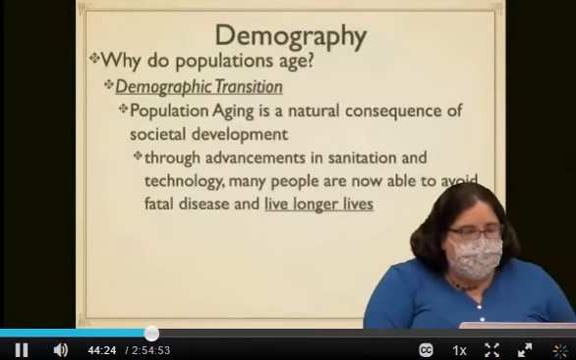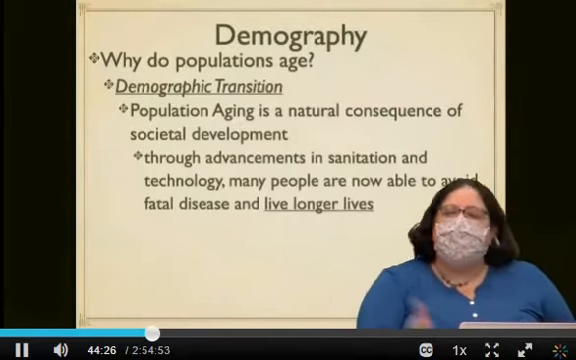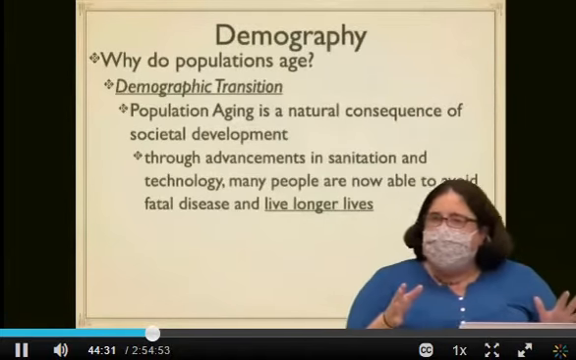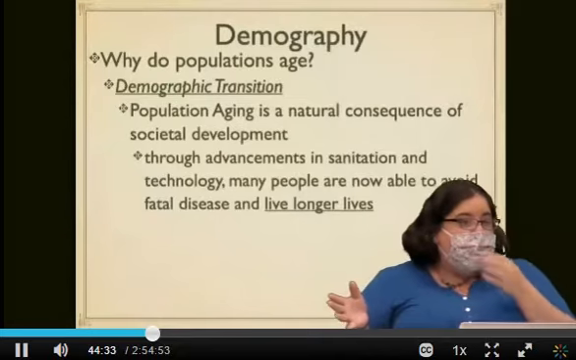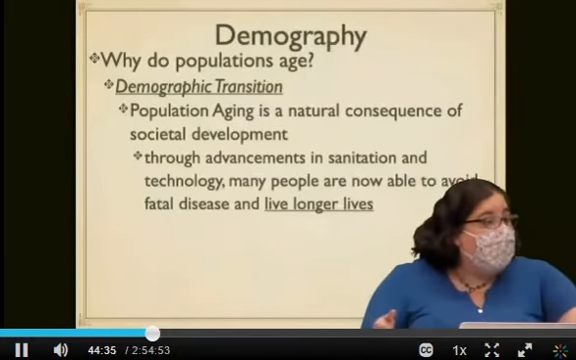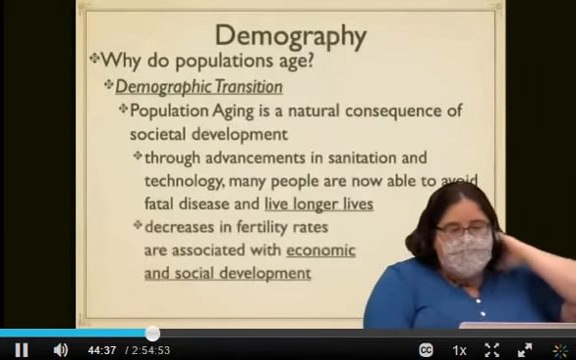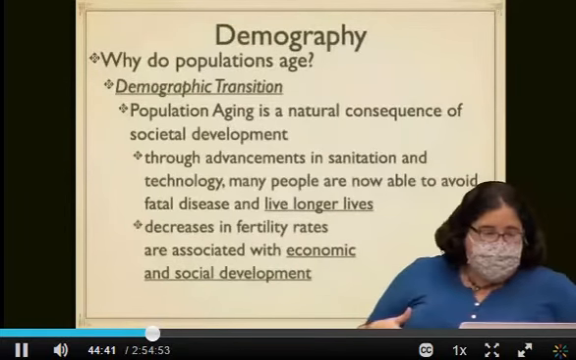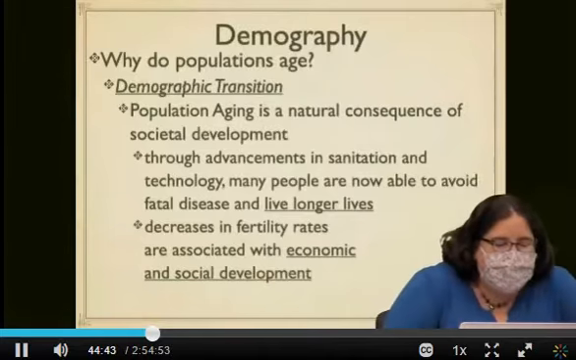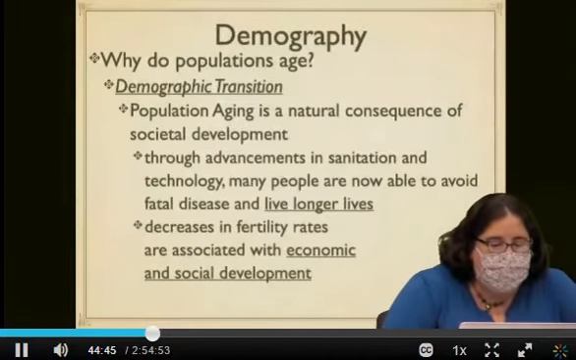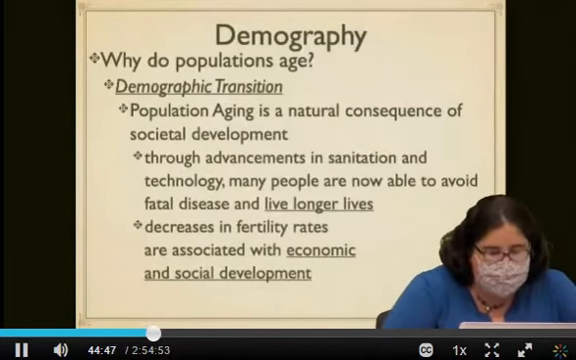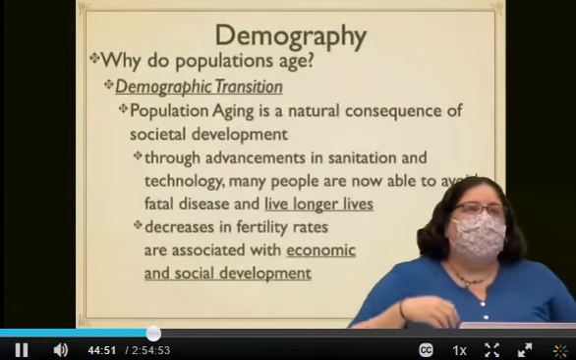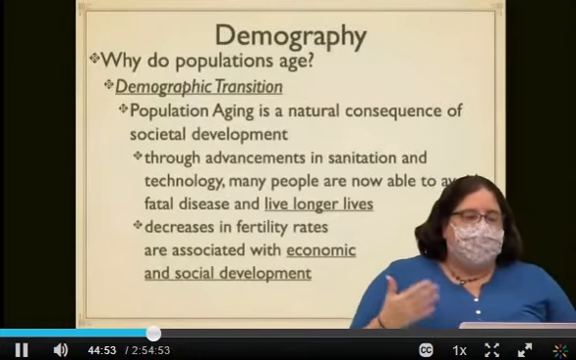And then eventually, once it dawns on the population that everybody's living longer and you don't really need to have as big of families, that you don't need 8 babies or whatever, the fertility rate also decreases. That tends to be associated with economic and social development. So eventually, people realize they don't need to have as many babies.